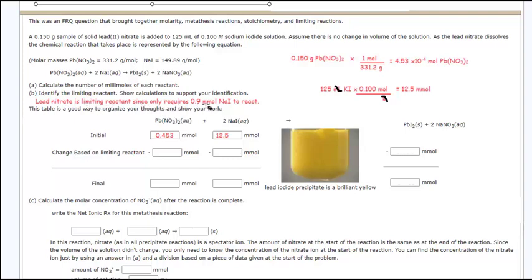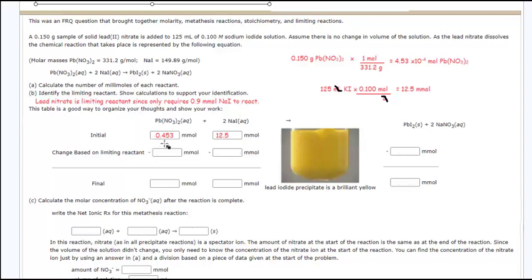Since it only requires 0.9 millimoles of sodium iodide to react, and pretty obviously we have this 12.5, which is more than you need. You don't have to write complete sentences. Your spelling can be atrocious. They want to see if you understand what a limiting reactant is, and this is enough to do that.